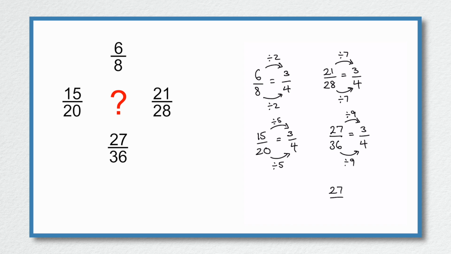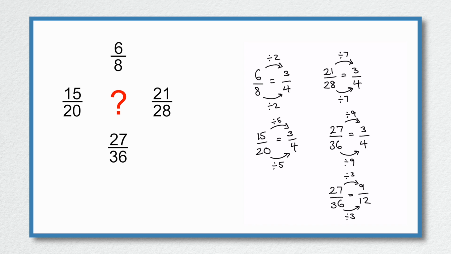Let's just say you didn't immediately think of 9 going into 27 and 36, but you did know that 3 went into 27 and 36. So if I divide 27 by 3, I get 9. And if I divide 36 by 3, I get 12. So I end up with 9/12. I haven't simplified 27/36 to its simplest form, as I can see that 9/12 can be divided further.